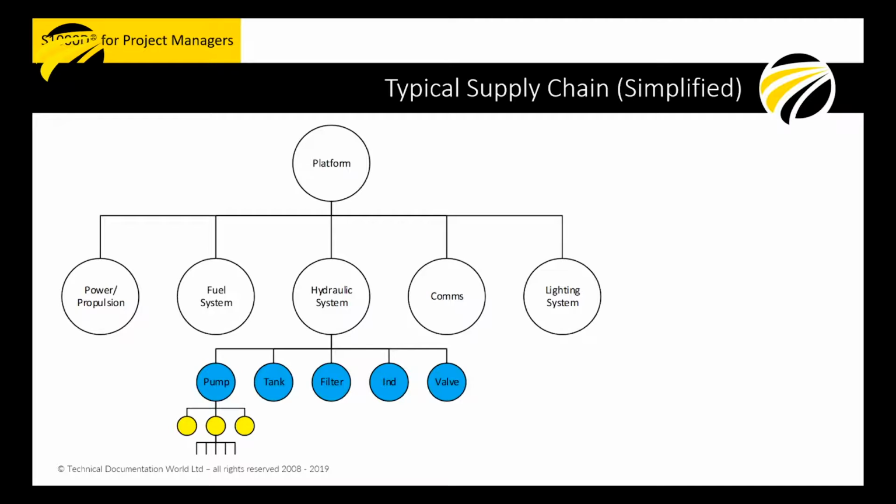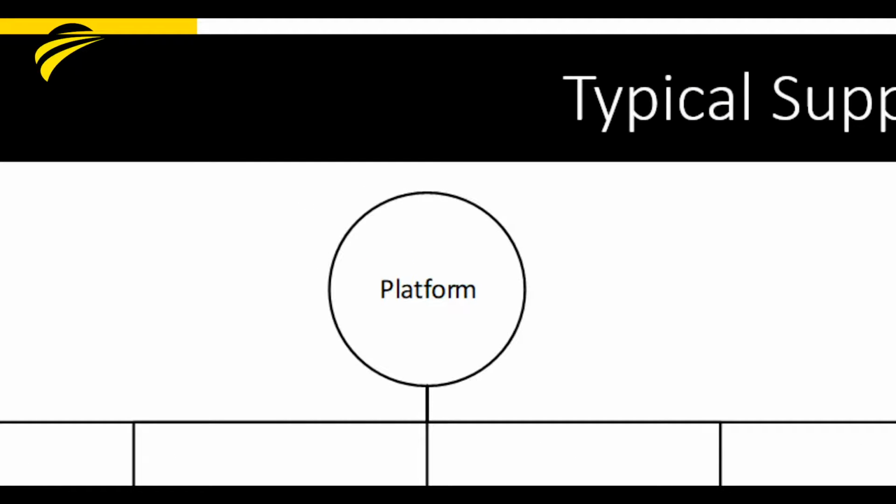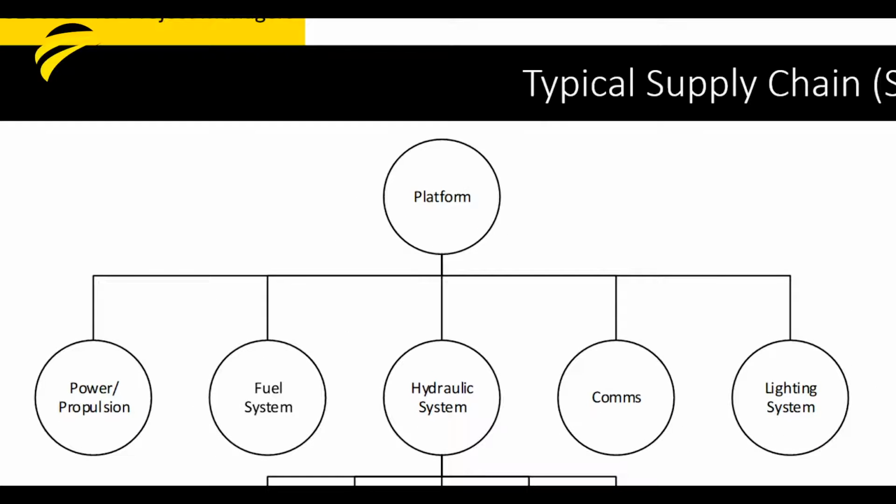So this slide that you're seeing up on screen right now is an extract from one of my training courses. We talk about a simplified version of a supply chain, and we talk about the platform at the highest level. Whether that's a ship, an armored vehicle, a submarine, a satellite system, an aircraft, anything along those lines, it is comprised of multiple systems and subsystems and sub-subsystems. So we've simplified that here.